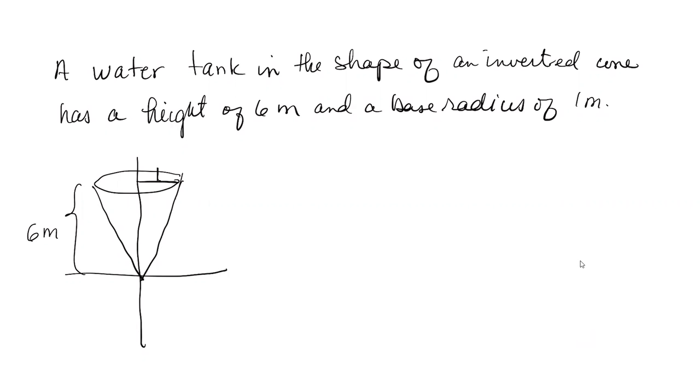So suppose we have a water tank in the shape of an inverted cone where the height is 6 meters and the base radius is 1 meter. The first thing you want to do in any of these problems, whether we're filling it or emptying it, is draw a picture and put it onto an XY plane, so we have some reference values. For me, I put the bottom of the tank on the origin.